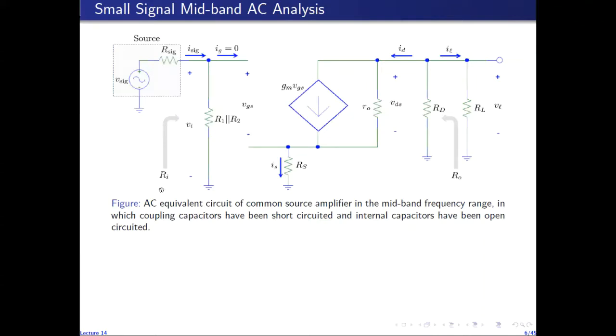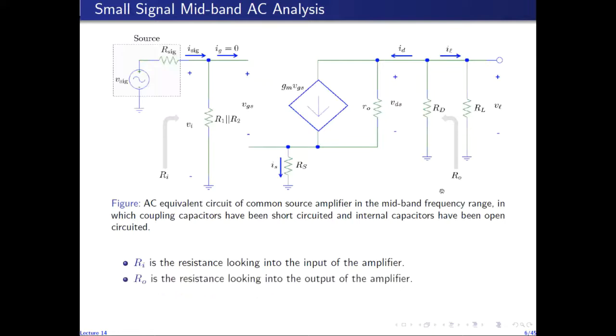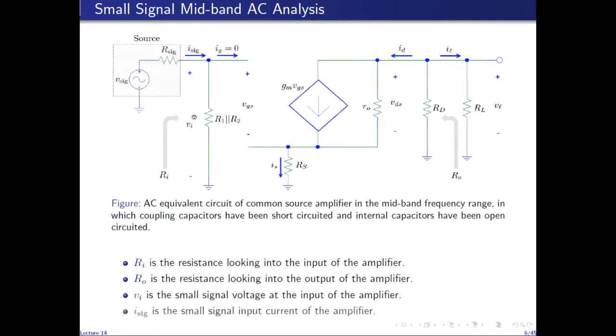So Ri in this circuit represents the input resistance of the amplifier, which is the resistance seen looking into the input of the amplifier between this node and ground. Similarly, R0 is the output resistance seen looking into the drain between this node and ground. And Vi, since this node and this ground make up the input port, is the voltage across the input port, which is the input voltage of the amplifier. And the current entering the input port is labeled I-sig, the small signal input current of the amplifier.